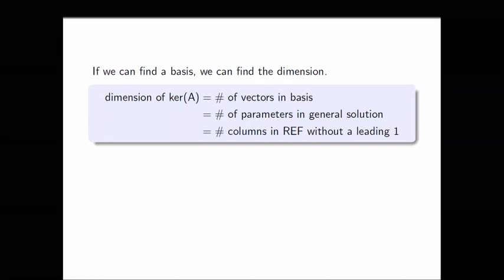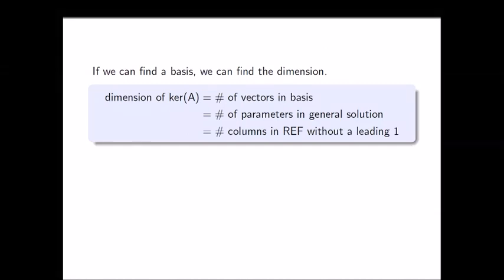Okay, now that we have a basis for the kernel of a matrix, we can also find its dimension. Just by the definition, the dimension of the kernel of A is the number of vectors in a basis for the kernel of A. Now, the number of vectors is exactly equal to the number of parameters that we introduced in the general solution. And the number of these parameters is exactly equal to the number of columns in the row echelon form which did not have a leading one.